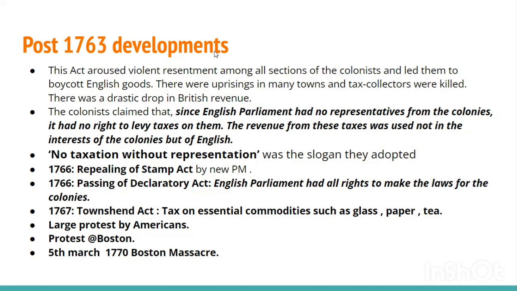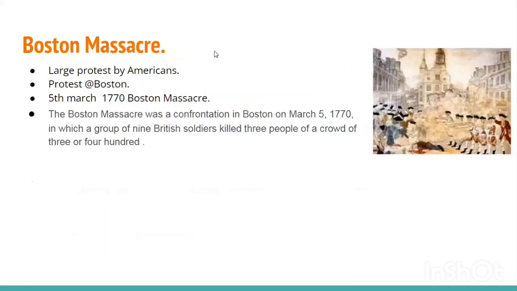This protest was conducted at Boston. Boston was a very famous harbor in America. Americans went and protested on 5th March 1770 at Boston, and this resulted in firing by the British soldiers. The British soldiers present in Boston started open firing on the people who had gathered there, and this resulted in the death of 3 Americans. The crowd was 300 to 400, and out of that, 3 people died, which is regarded as the Boston Massacre of 5th March 1770.